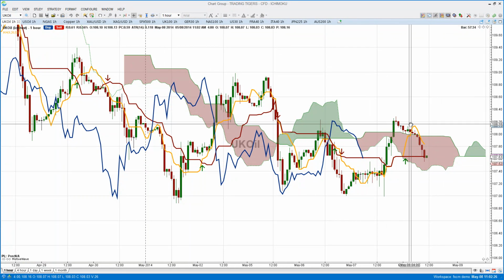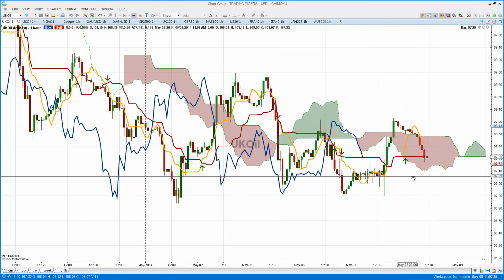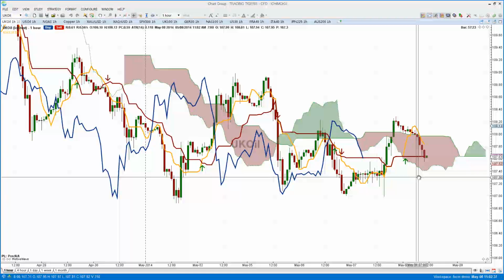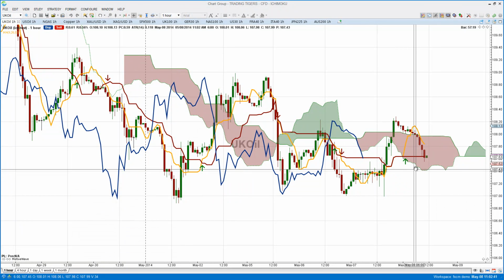Remember, if it's going to be a crossover and we're looking for a bullish, it's going to be above the cloud, and if it's going to be a bearish crossover, we're looking for the crossover to occur below the cloud, and that's the crossover of the Tenkan-sen and the Kijun-sen.